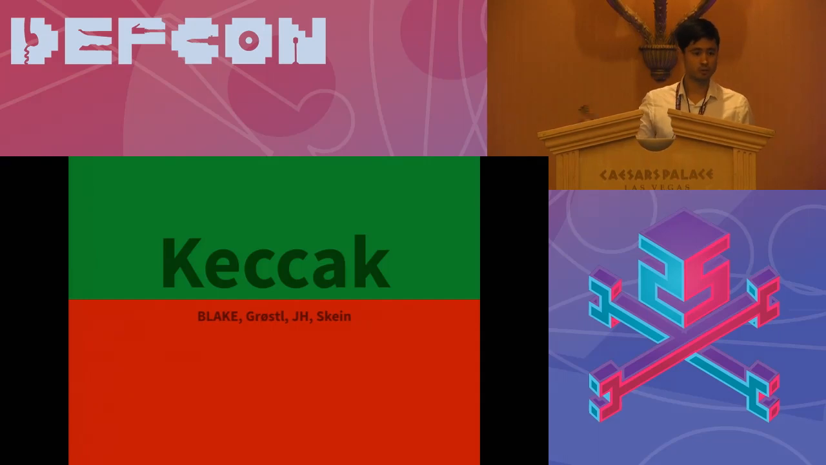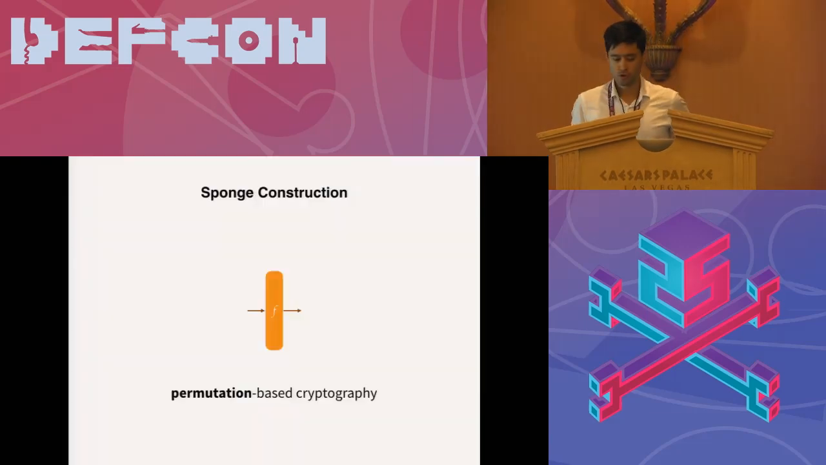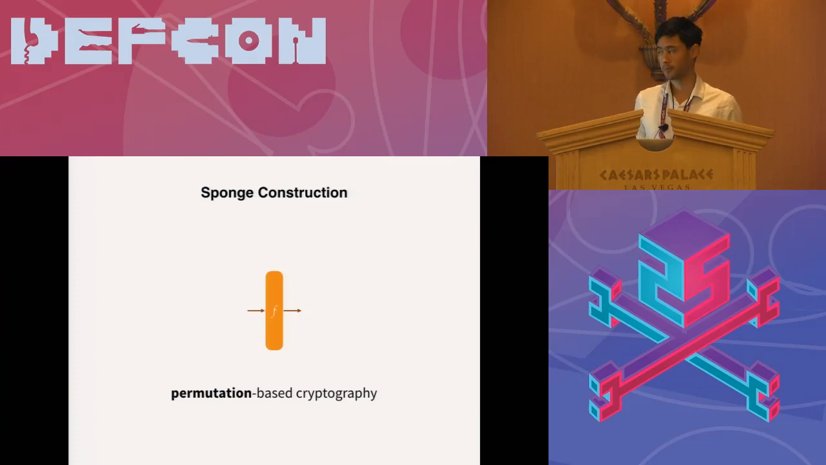Other candidates that didn't win but made it to the third round, the last round, were Blake, Grøstl, JH, and Skein. I'm not sure how to pronounce them, but it wasn't that they were not secure. It's mostly because we only had one spot, and Keccak was quite different and quite supported, so it won. But remember Blake, because I'll be talking about that hash function after. So I'll use the next slide to explain to you how Keccak works.